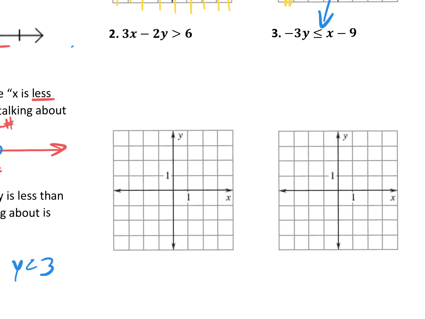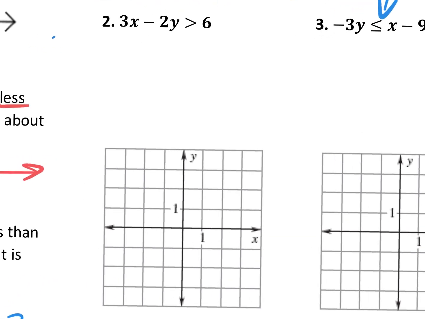So we have a couple more right here. Number 2, y is not by itself. Let's get y by itself. What do I do to get y by itself?